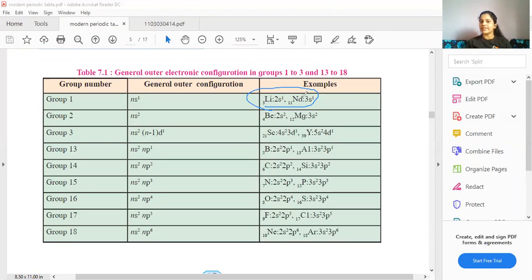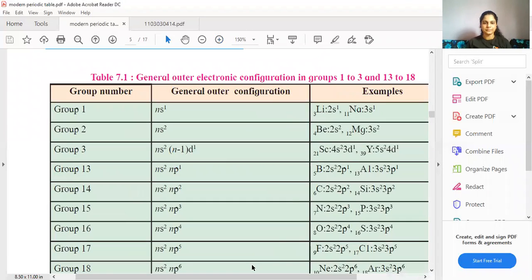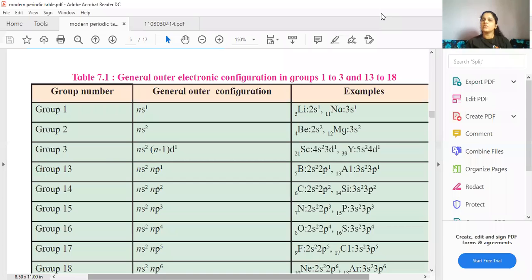Then they have written sodium. Sodium's atomic number is 11. I hope you can see the table. Let me just zoom it in a little bit. Okay, fine. Sodium's atomic number is 11. So when I write the configuration, the last valence subshell that I get is 3s1.